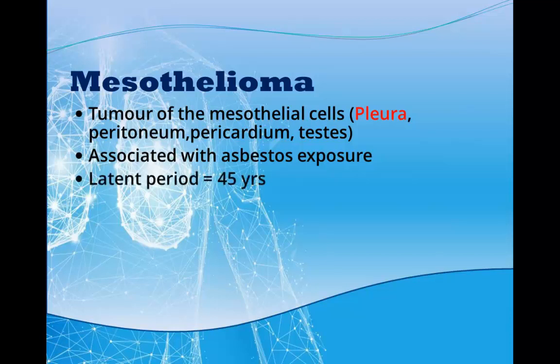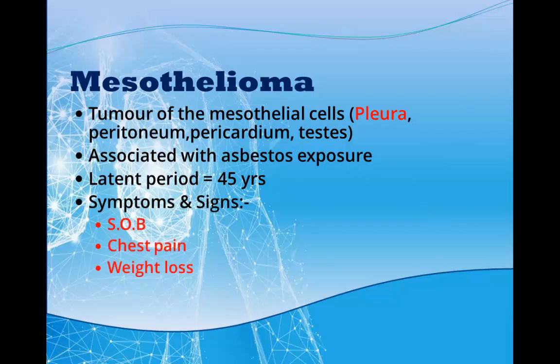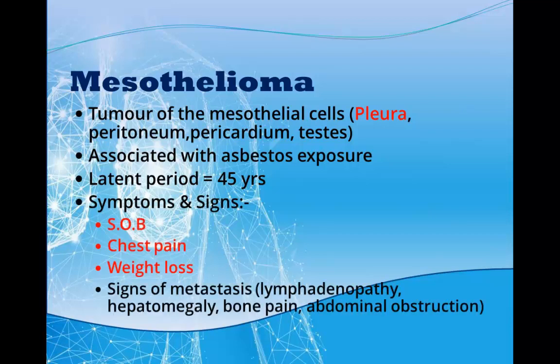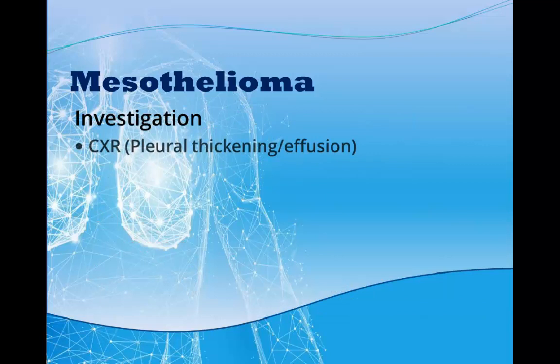For this to develop, it takes a long time, around 45 years, and they commonly present with shortness of breath, chest pain and weight loss, as well as signs of metastasis like lymphadenopathy, hepatomegaly, bone pain, and abdominal symptoms indicating peritoneal metastasis, which we call peritoneal malignant mesothelioma. These patients are usually diagnosed post-mortem.